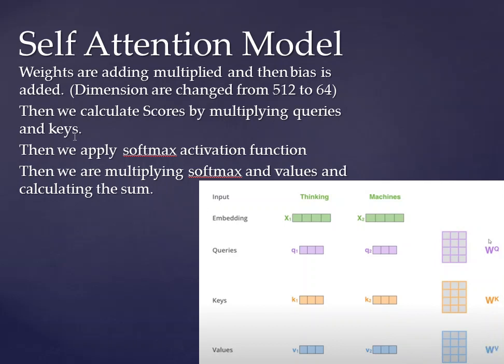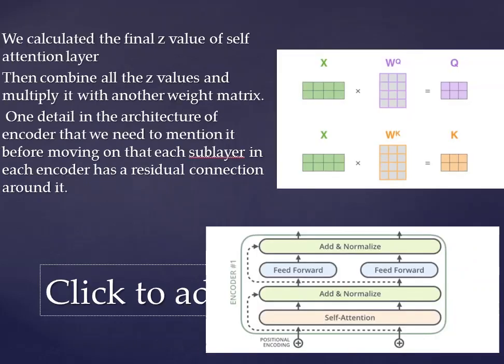Then we calculate the scores by multiplying queries and keys. So the score is now calculated. As we can see, the dimension is now changed. It was 512 and now it is changed to 64. The score values are calculated by multiplying the query with the keys, q1 k1 and q1 k2, and then we apply the softmax activation function, multiply the softmax values with the values, and calculate the sum. So now we have calculated the final z value of the self attention layer.